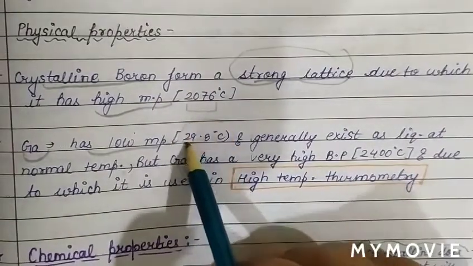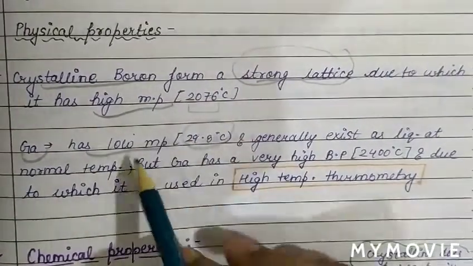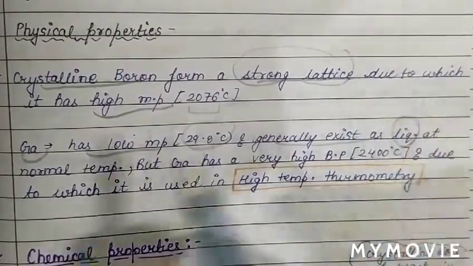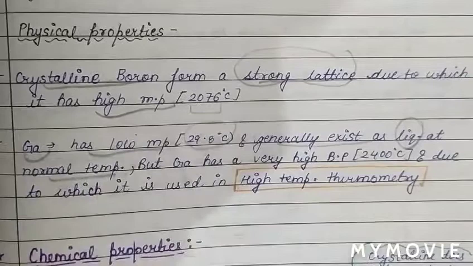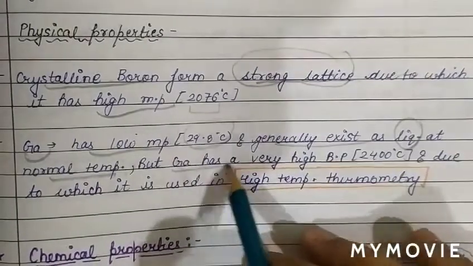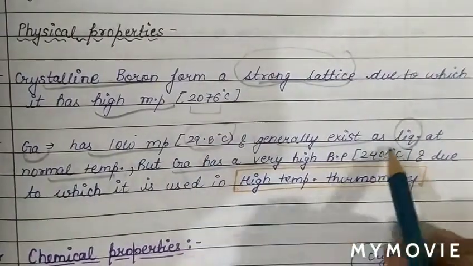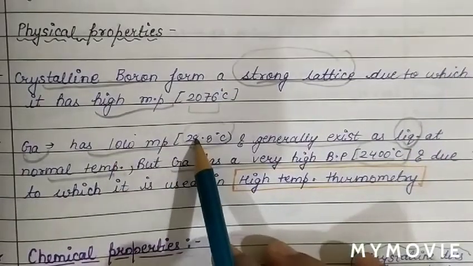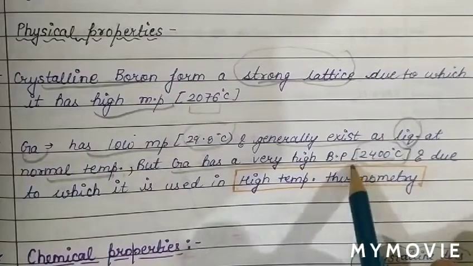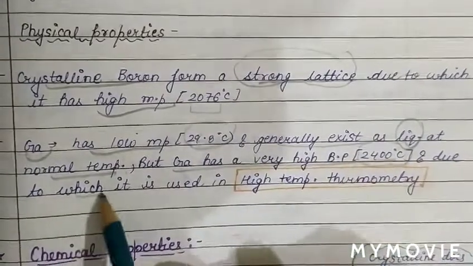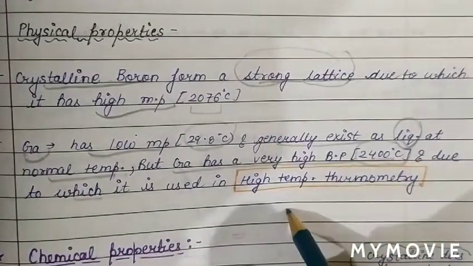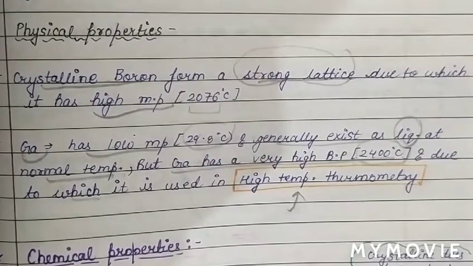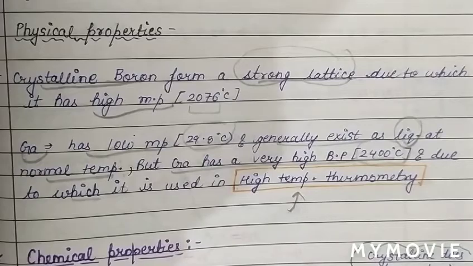Near about 29.8 degrees Celsius, gallium exists in the form of liquid at normal temperature. But gallium has a very high boiling point of near about 2400 degrees Celsius. So the melting point of gallium is low, but it has a very high boiling point, due to which gallium is used in high temperature thermometry. This is a very important property of gallium, you have to remember.